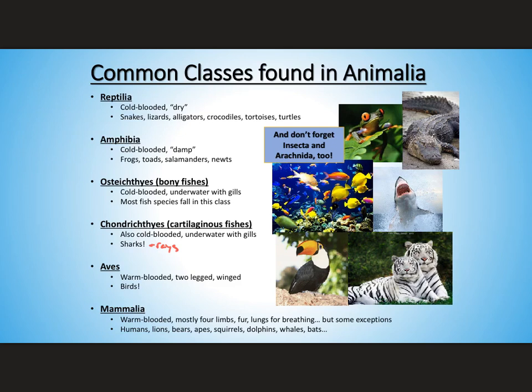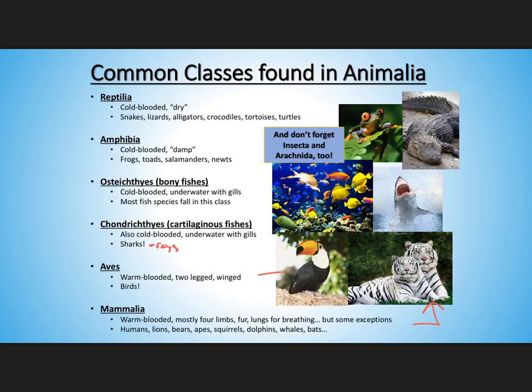Then you've got aves or the avians, which are the birds, like this cool toucan here. They are warm-blooded, a lot more like us. Two-legged and winged, have a beak, those sort of things. And then the mammals. This is where we would fall. So warm-blooded, generally have 4 limbs, have some type of fur on their body, which you do too. Lungs for breathing the air. And this includes all kinds of things. So humans and lions and bears and other apes and dolphins and whales and bats and things like that.